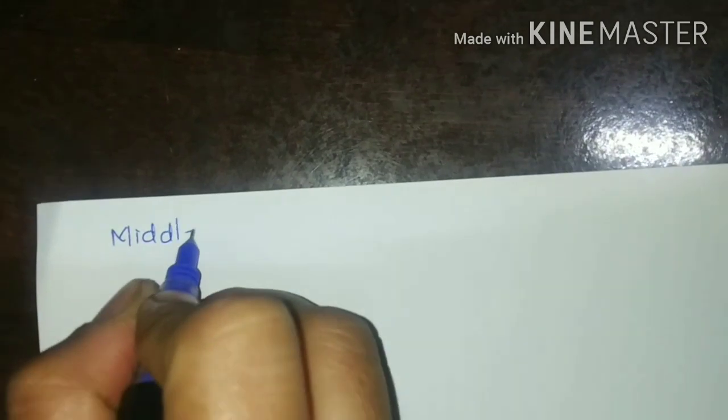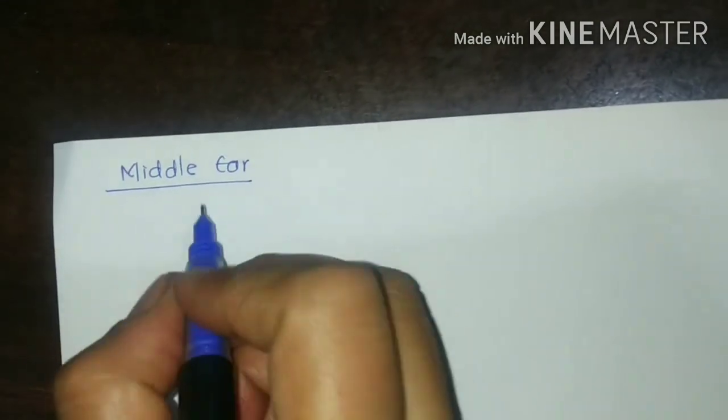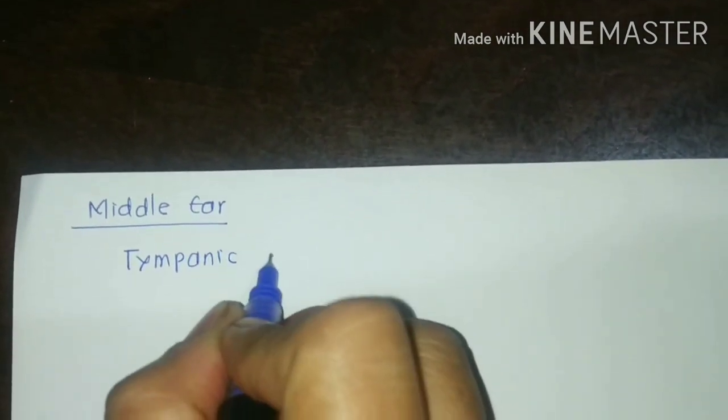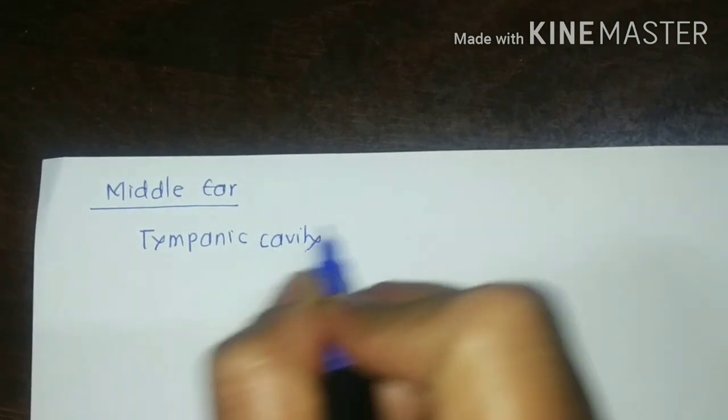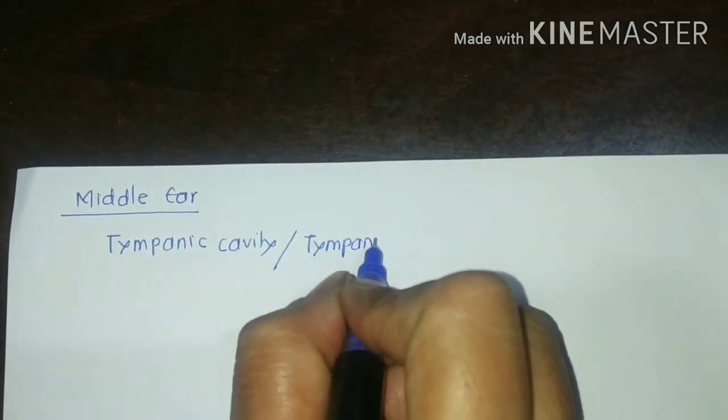Good morning all. In the last class we have seen the external ear and the tympanic membrane. Now we will proceed to the middle ear. So today's lecture is on the middle ear. The middle ear is also called the tympanic cavity, or simply the tympanum.